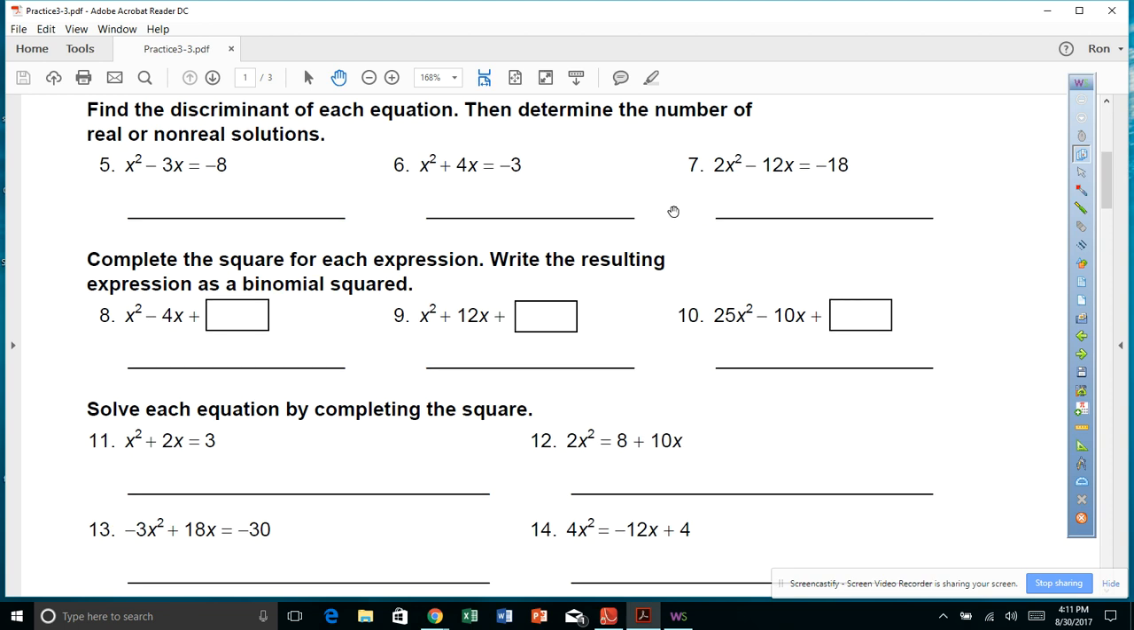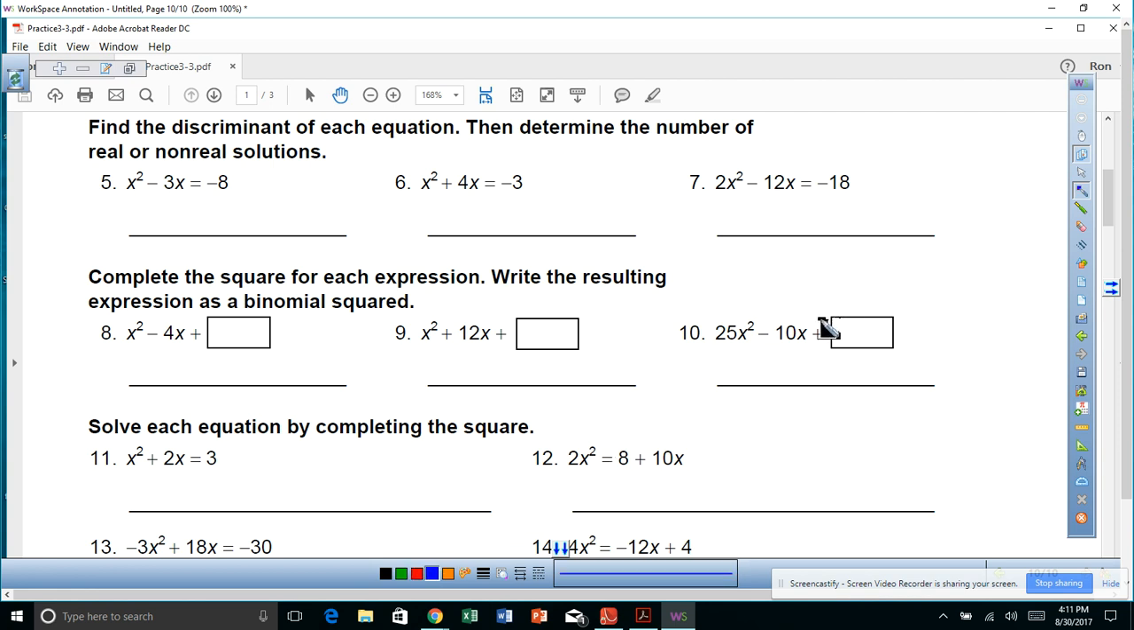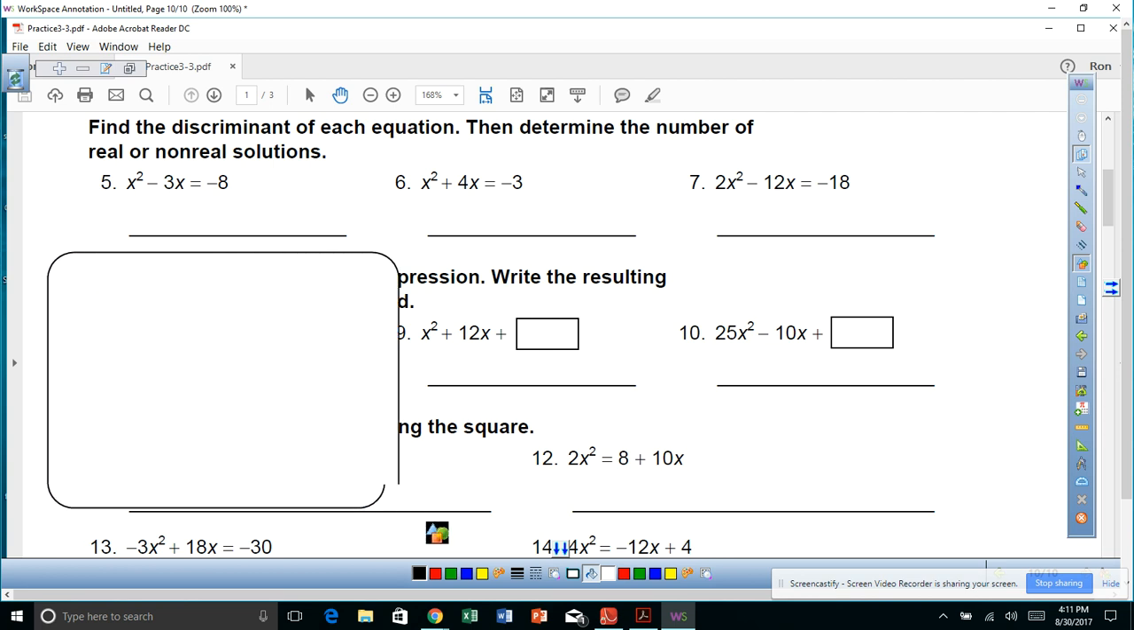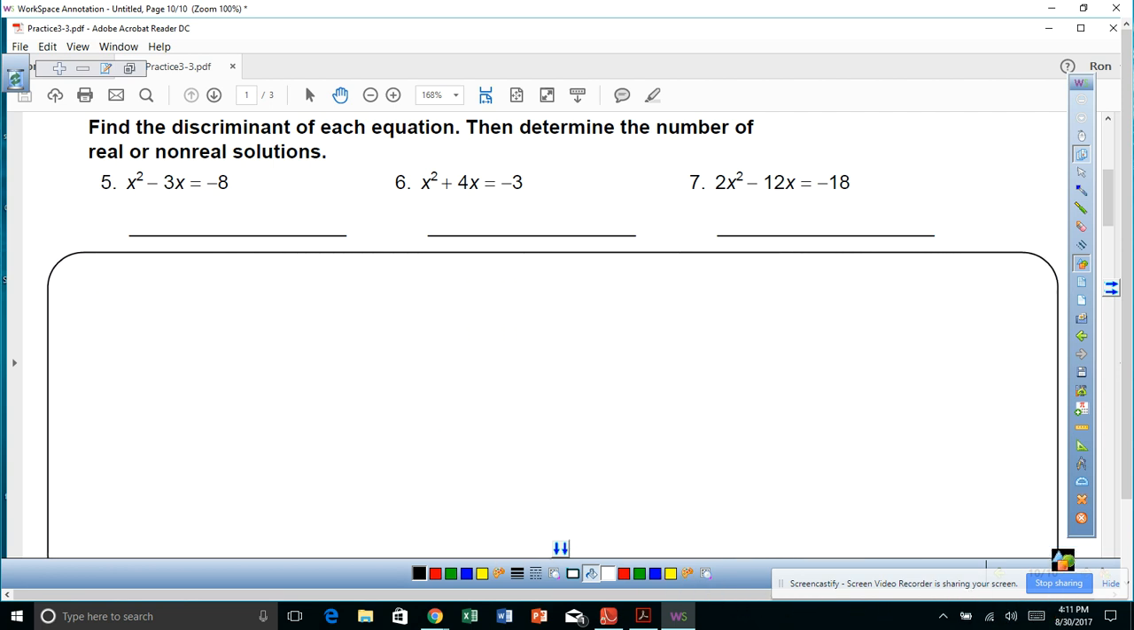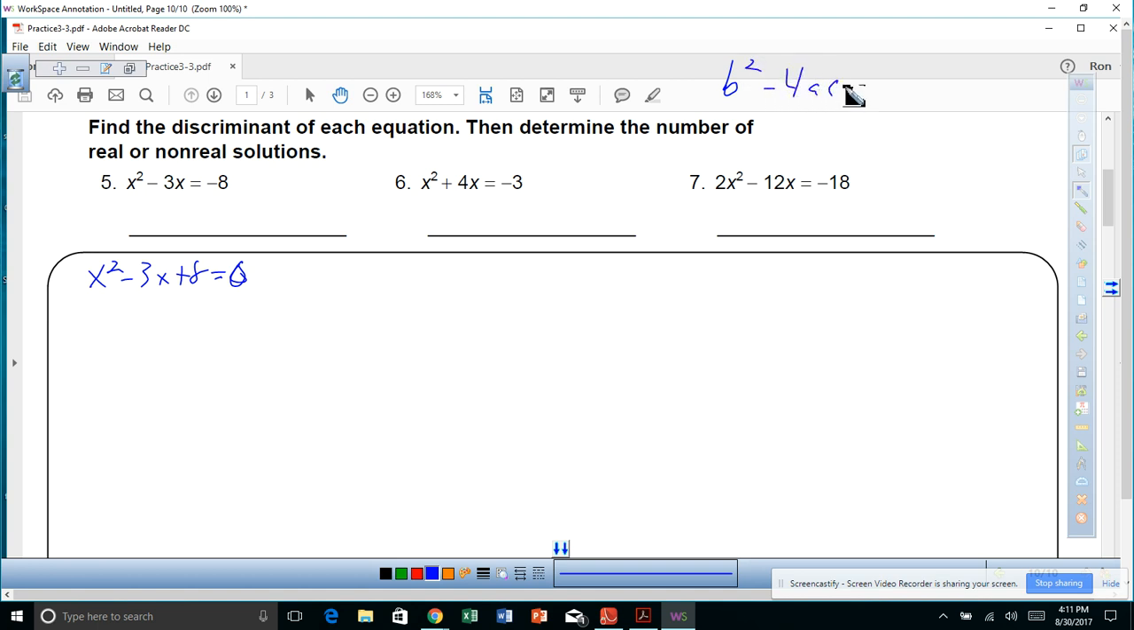5. Find the discriminant of each equation, then determine the number of non-real solutions. So we're going to find the discriminant. Let's give this a little space here to write on, so I don't have to write over top of these letters. First, I need to put it in standard form. x squared minus 3x plus 8 equals 0. The discriminant is b squared minus 4ac. It's what's found underneath the radical in the equation.